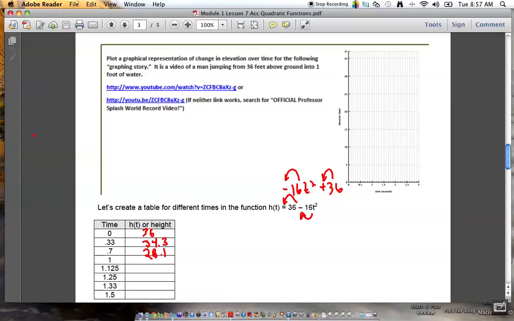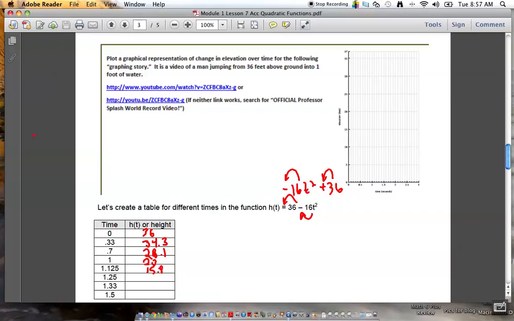And then if I plug in a 1, I can do that in my head. That's 20. And now let's do negative 16 times 1.125 squared plus 36. I can't be that exact on this graph anyway. That's 15.75. Okay, so let's call this 15.8.